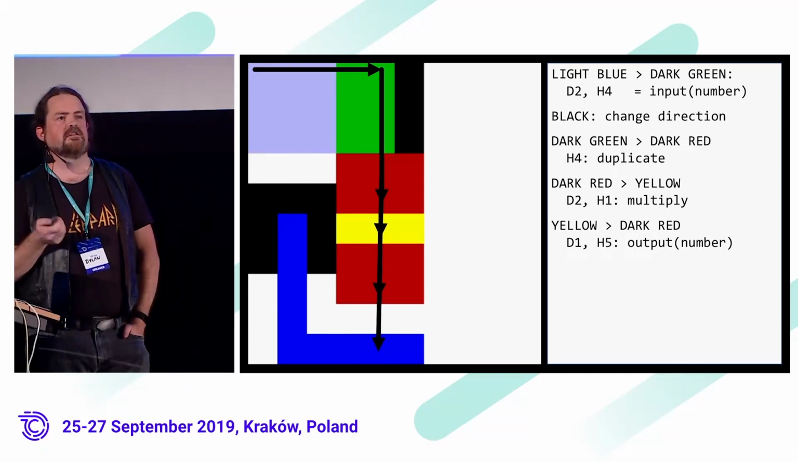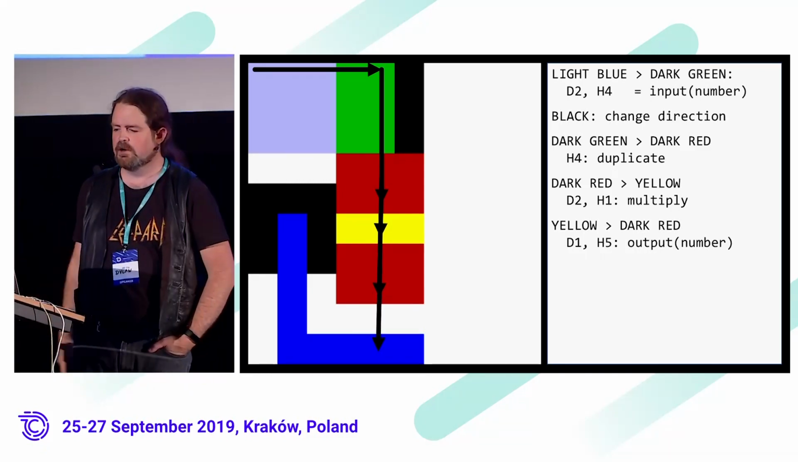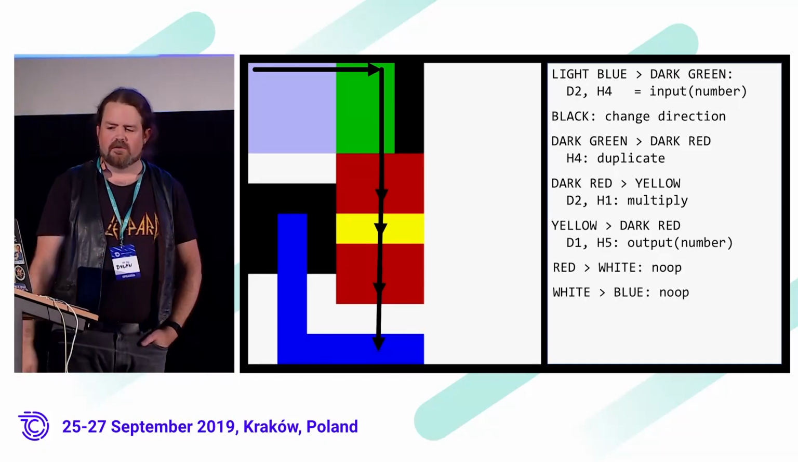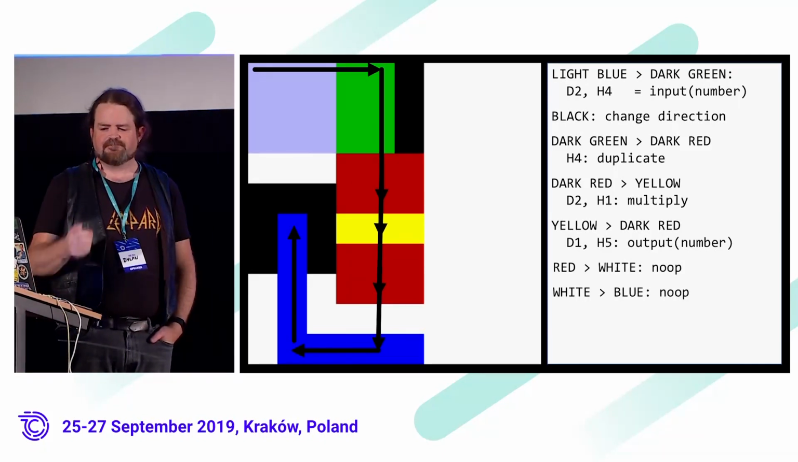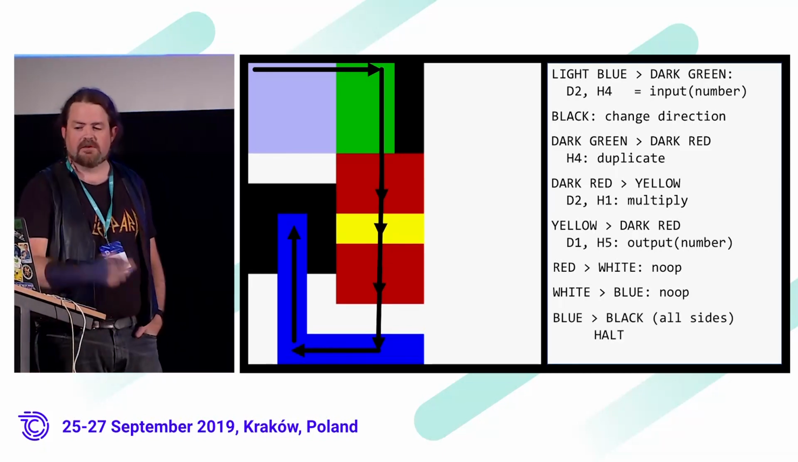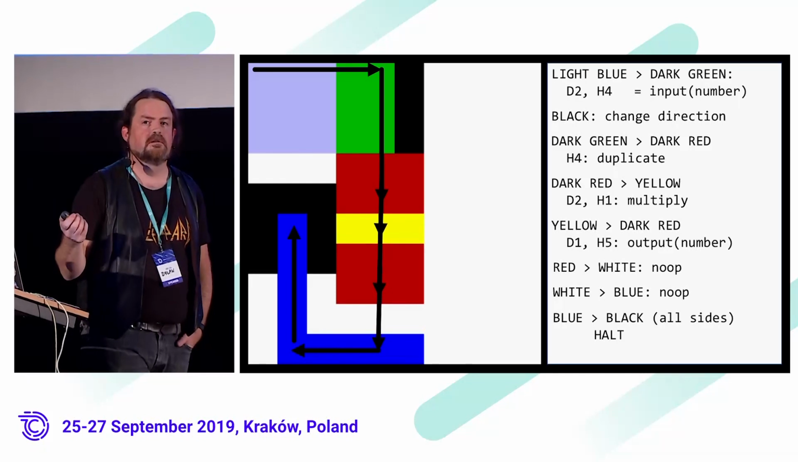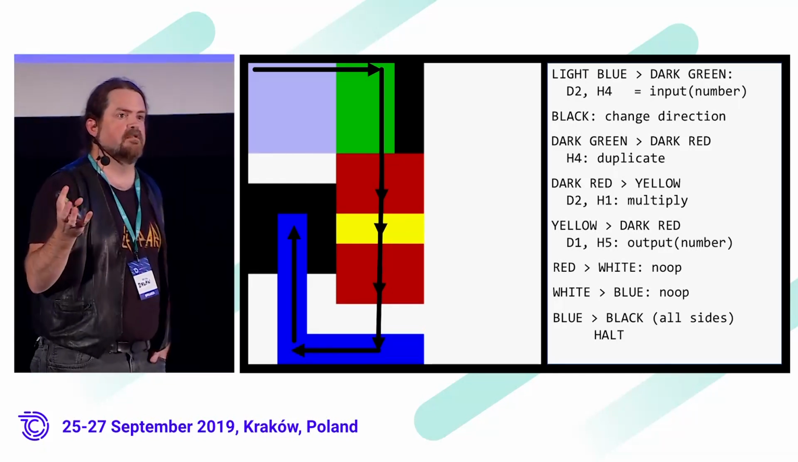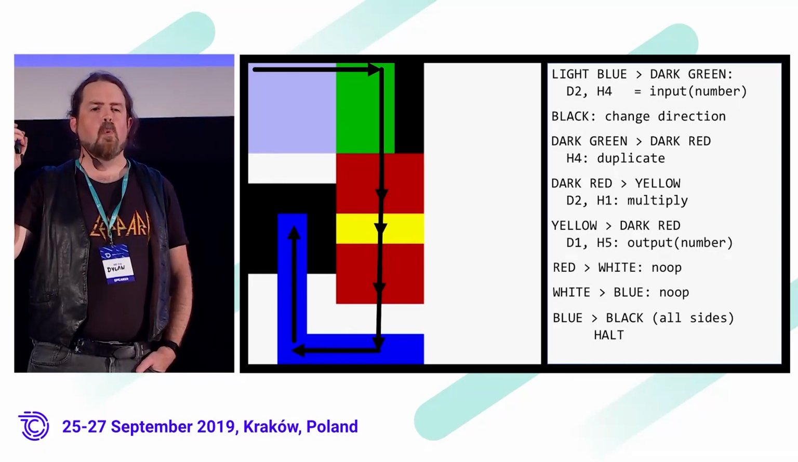Jumping across white is a no-op, because anything involving white is a no-op. And then when you get to that blue area there, the pointer flows through the blue as far as it can, ends up with black on all sides, which means it can't change direction, which means halt. Program's terminated. Now, Pete, named after Piet Mondrian, the painter. Pete is just wonderfully weird.